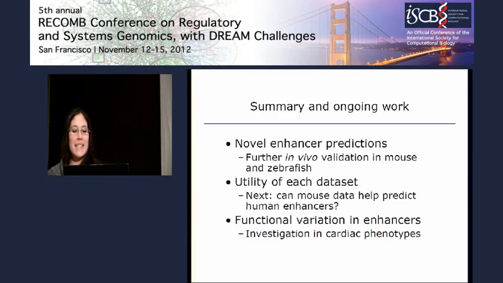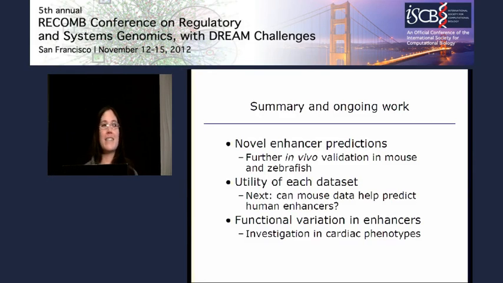And then lastly, as I mentioned when I showed you the figure with the GWAS SNPs, we're really interested in the functional variation that we find within enhancers, and we're currently investigating how these might relate to several different cardiac phenotypes.